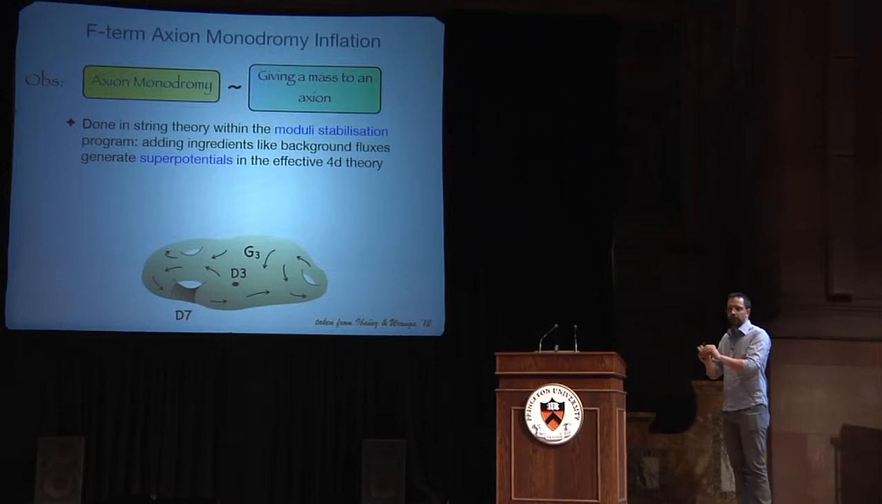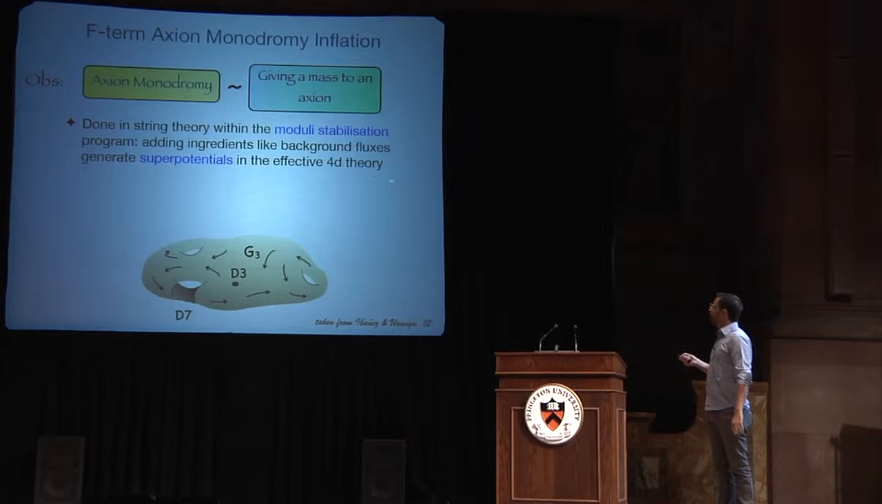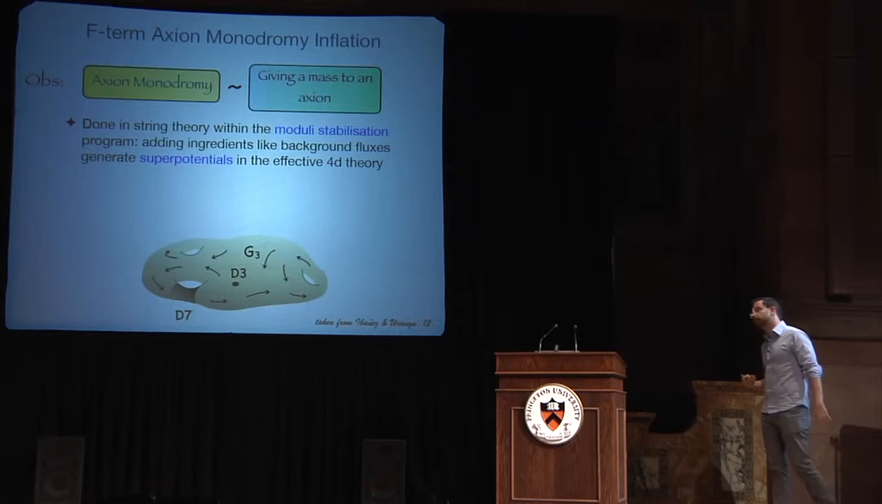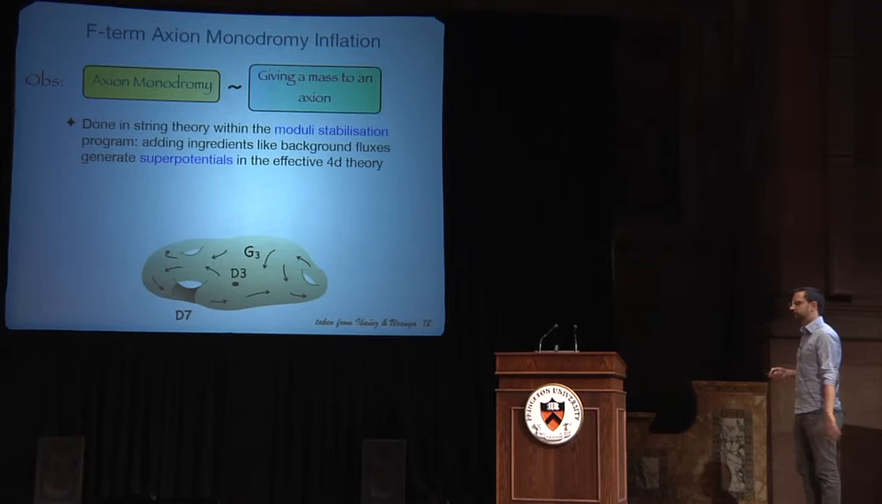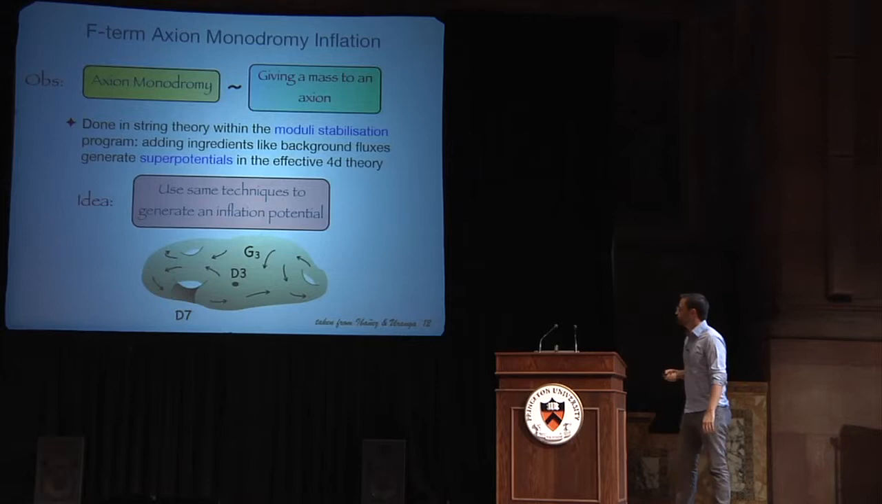And this is something that we have done a lot in the whole program of moduli stabilization that happened for the past decade. Basically, we took axions and via superpotentials generated by fluxes or some other similar ingredients, we gave them a mass, okay? Or we lifted them with some other polynomial potential. So basically this idea is just to use the same technique to generate the potential for the inflaton, okay, for an axion.